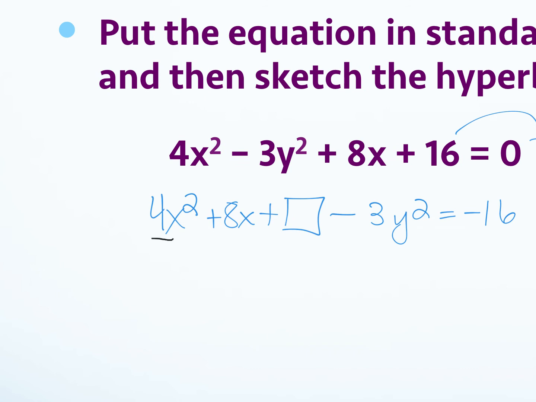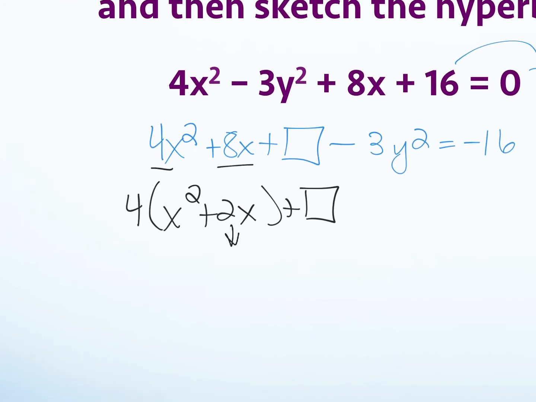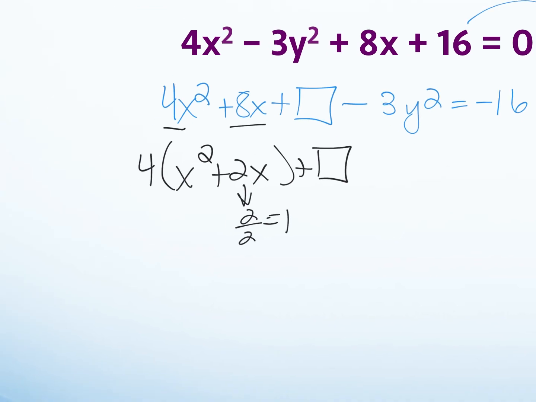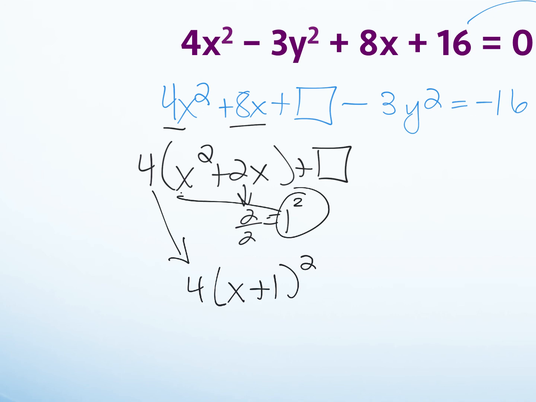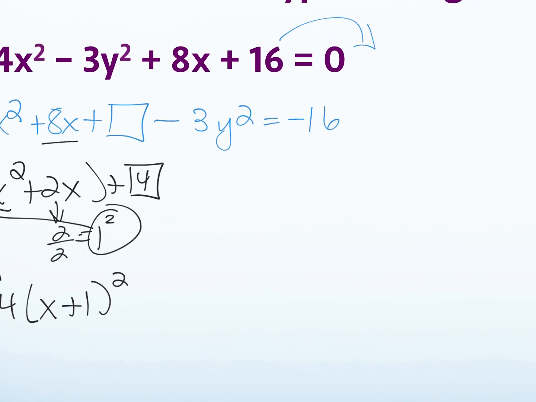Can I factor anything out of 4x squared and 8x? Yes, I could take out a 4. Then I'm left with x squared plus 2x, and I can complete my square here. I take my b term, and I say 2 divided by 2 is 1. So I know that my binomial is x plus 1 squared. Since I took out that 4, it has to come down here. So when I say 1 squared, I have to take that 1 squared and multiply it by 4. So I get plus 4 here, and then I add 4 on this side.